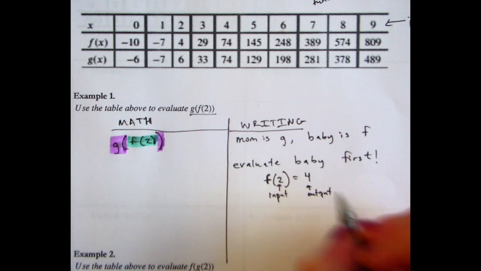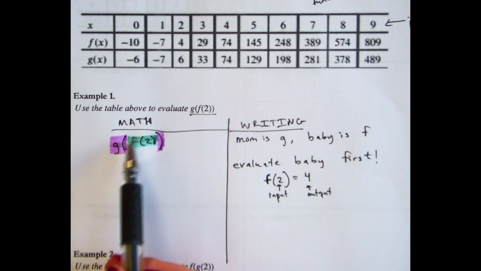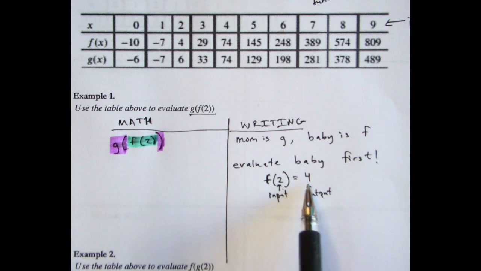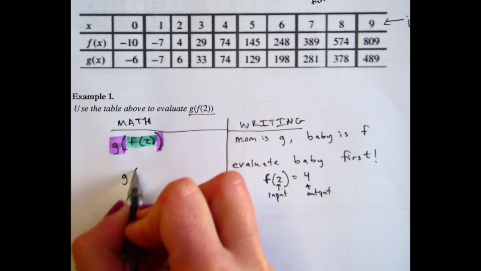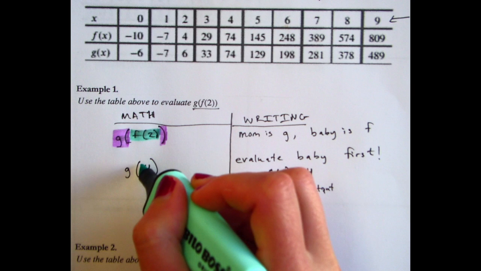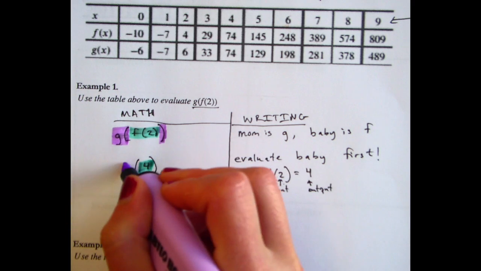All right, so now I can rewrite this f of 2. I just realized it's equivalent to 4. So I'm going to rewrite this as g of 4. Lest you forget, 4 is still my baby. G is still my mom. I just evaluated my baby to make it look a little bit more simple.